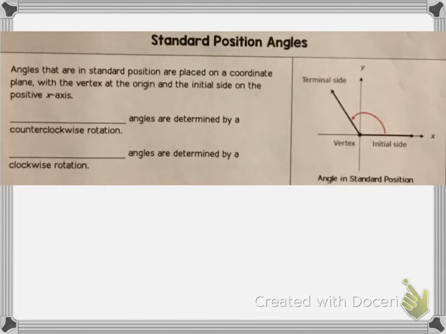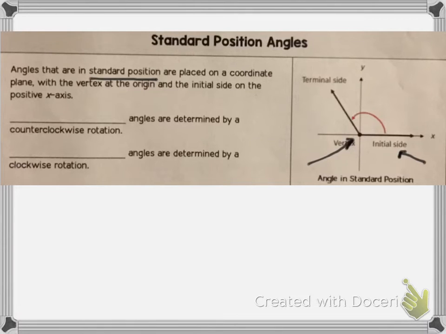Now we're going to take this same concept and apply it to an angle in standard position. All right, so angles that are in standard position are placed on a coordinate plane, and a coordinate plane is an x and y axis with the vertex at the origin. So now the vertex is at the origin, and the initial side is on the positive x-axis. So you see the initial side here, and it's on the positive axis.